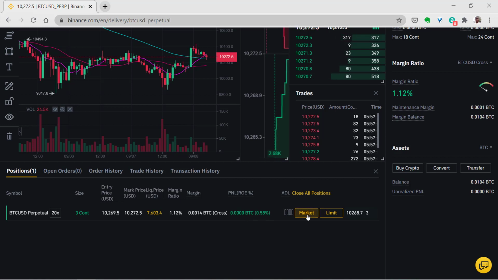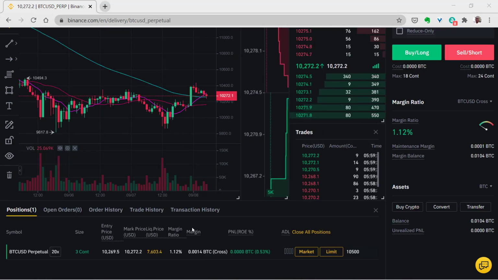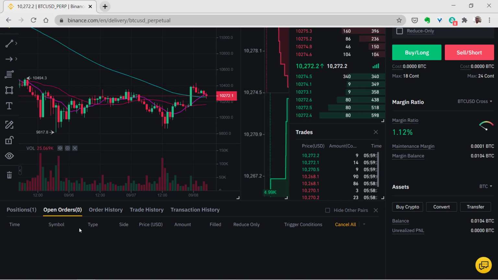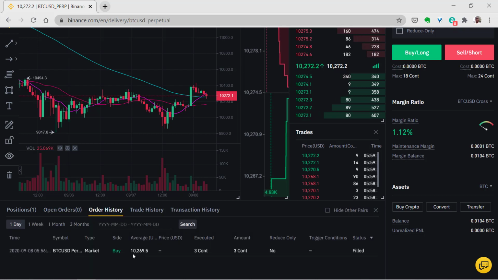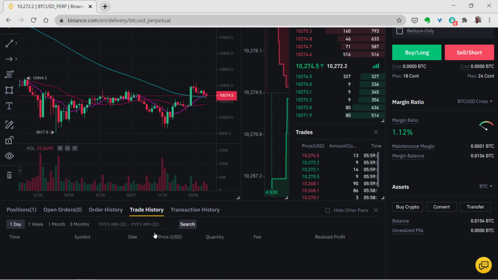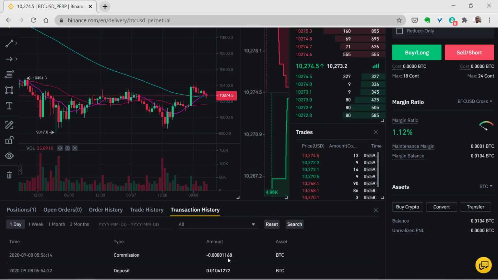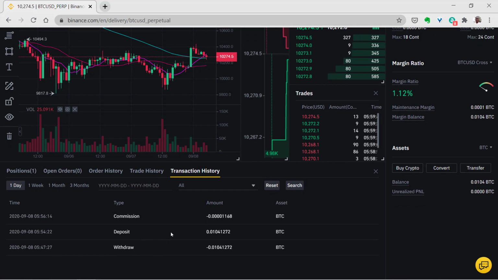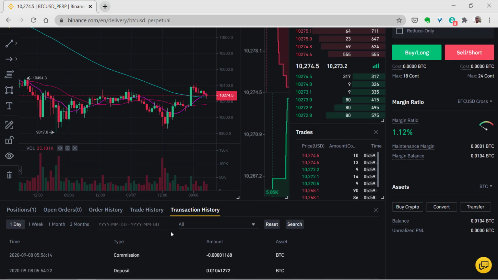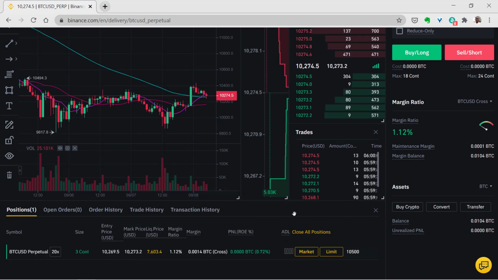And here you can close your positions at market or by placing a limit order. If you want to place a limit order, you just come here and you put in the price you want and click on it. So here, if you have any open orders, we'll see them here. Here we can view our order history. Here we can view our trade history, see the fees and whatever realized profit you've made. Here we can view our transaction history, which includes withdrawals and deposits. So that's what we have.